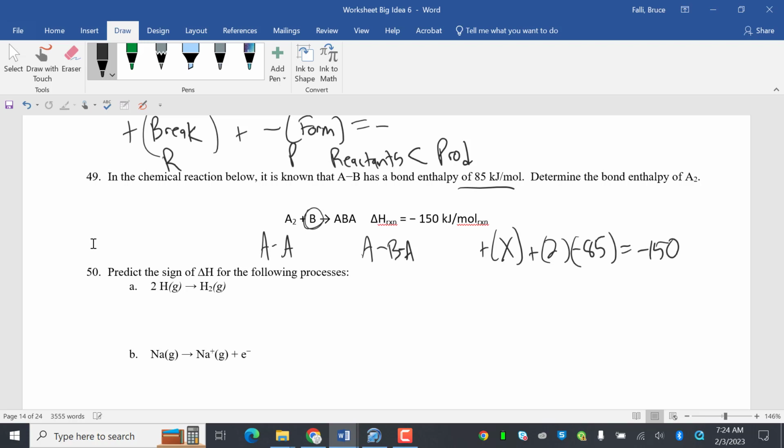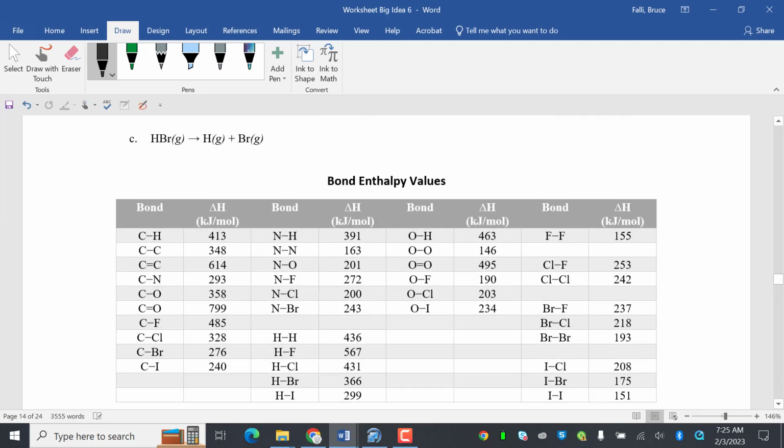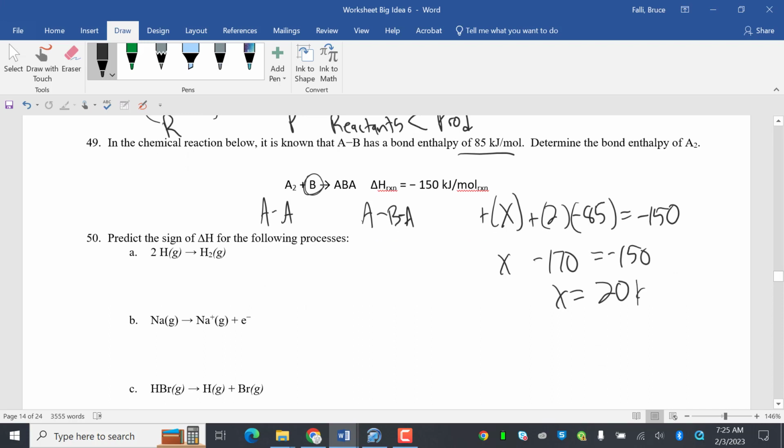So that positive there is just to emphasize the breaking part. So bust out my calculator. I guess I'll show a little extra work here. X plus 2 times negative 85, plus negative 170. That's going to get rid of that plus sign there so we don't mess it up later. X minus 170 equals negative 150. X equals 20 kilojoules per mole.